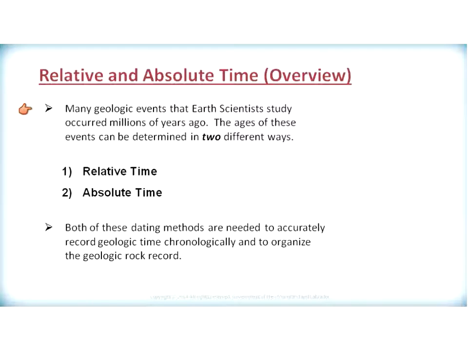Many geologic events that Earth scientists study occurred millions of years ago. The ages of these events can be determined in two different ways. First of all, we can look at the ages of events in relative time, where we compare one event to another. And secondly, we can look at events in absolute time. Here we pinpoint exact ages of the time an event had occurred. Both of these dating methods are needed to accurately record geologic time chronologically and to organize the geologic rock record.